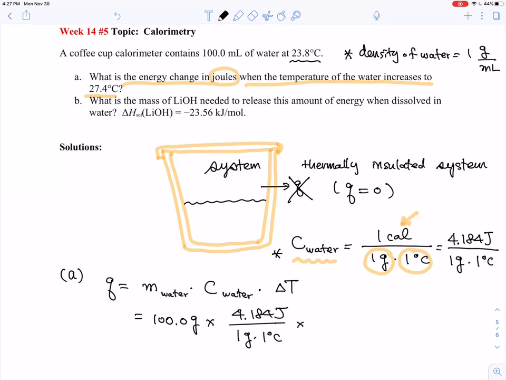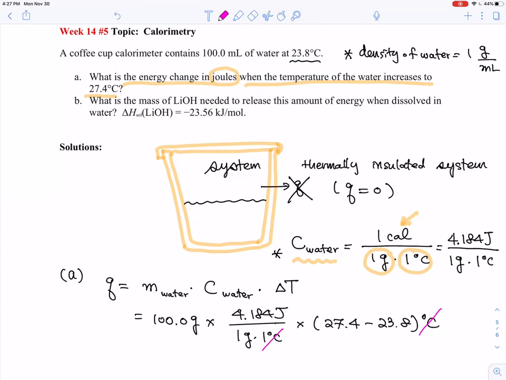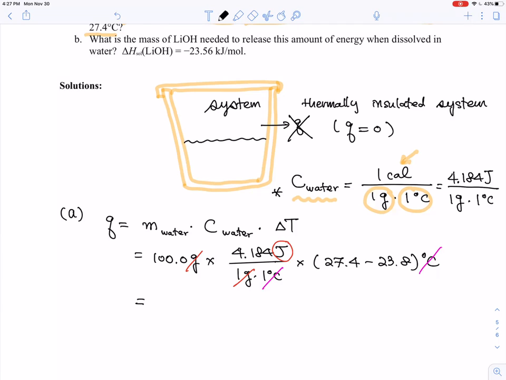And then my delta T is the final temperature, 27.4, minus 23.8 degrees C. Just to make sure, the degrees C are gone, the grams are gone, and the only thing that survives is joule here. When you calculate those, you'll find 1.51 times 10 to the 3 joule, also 1.51 kilojoule, if they want to call it that way.